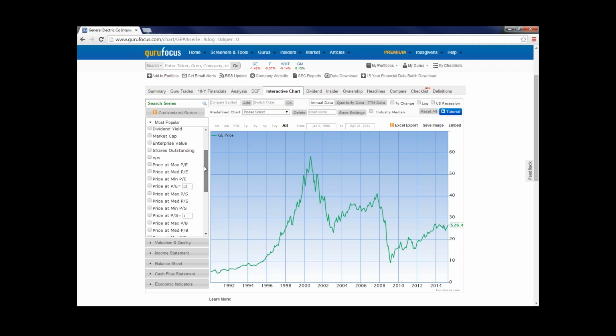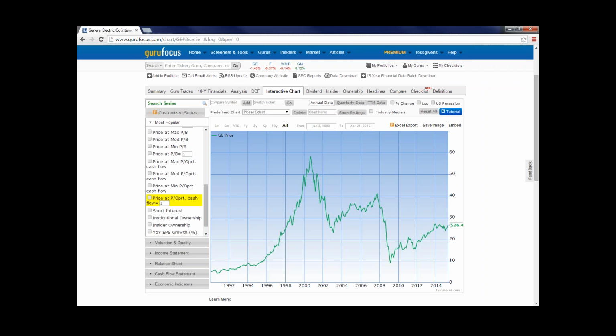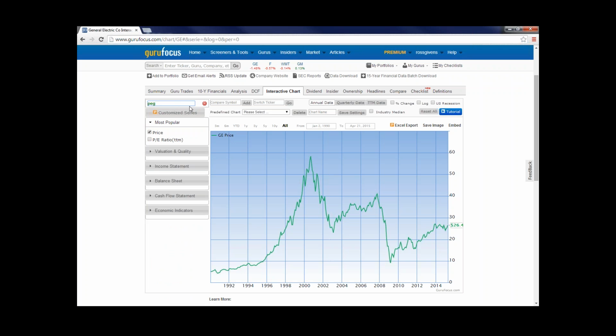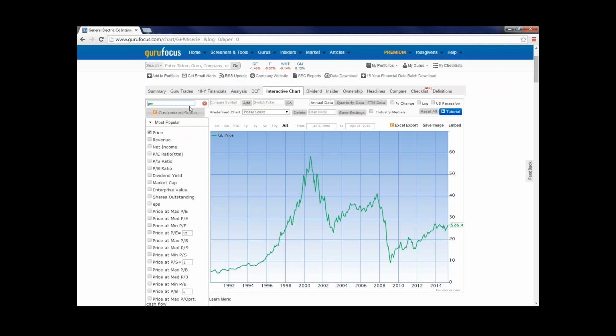I think, let's see. You can also search these series. If you don't want to go through them all, right up here at the left, you see this little magnifying glass icon. If you just kind of begin to type, it will kind of populate those. Now, the PEG ratio is one that is not currently available on the charts, but I believe it should be soon. So let's look at a couple of other examples of some ways to use this.